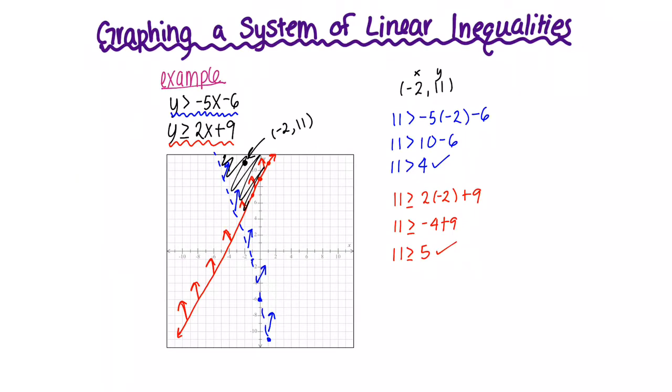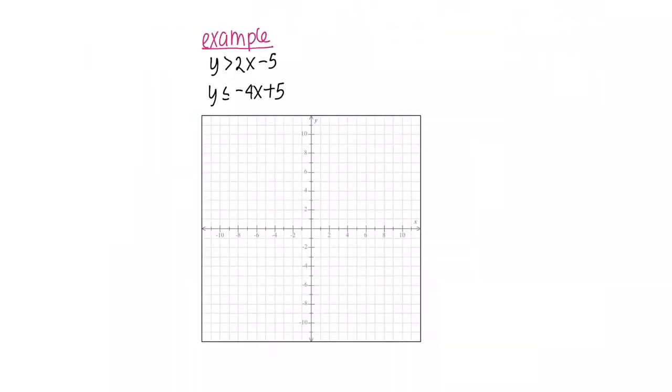Let's go on and do some more. So we have y greater than 2x minus 5, y less than or equal to -4x plus 5. So I'm going to start with this guy. -5 on the y-axis, slope is 2, so up 2 over 1. This is going to be a dashed line because there's no underline. It's greater than, which means shading above.